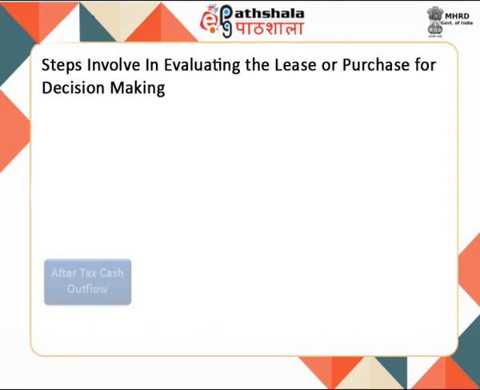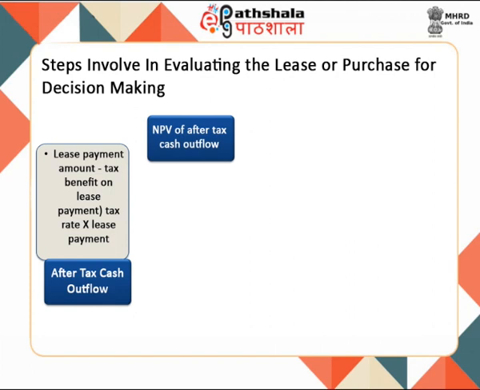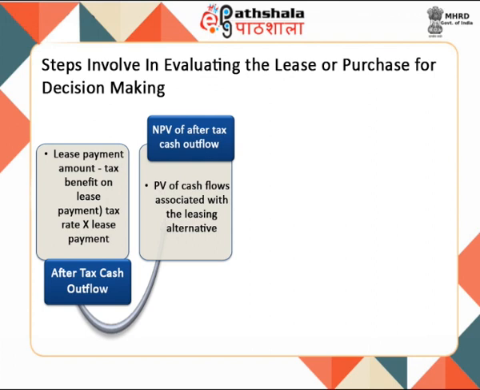Determine the after tax cash flow for each year under lease alternatives by using the formula lease payment amount minus tax benefit on lease payment, multiplied by tax rate into lease payment amount. 2. Determine the net present value of after tax cash outflow using after tax cost of capital. Then determine present value of cash flows associated with the leasing alternative.